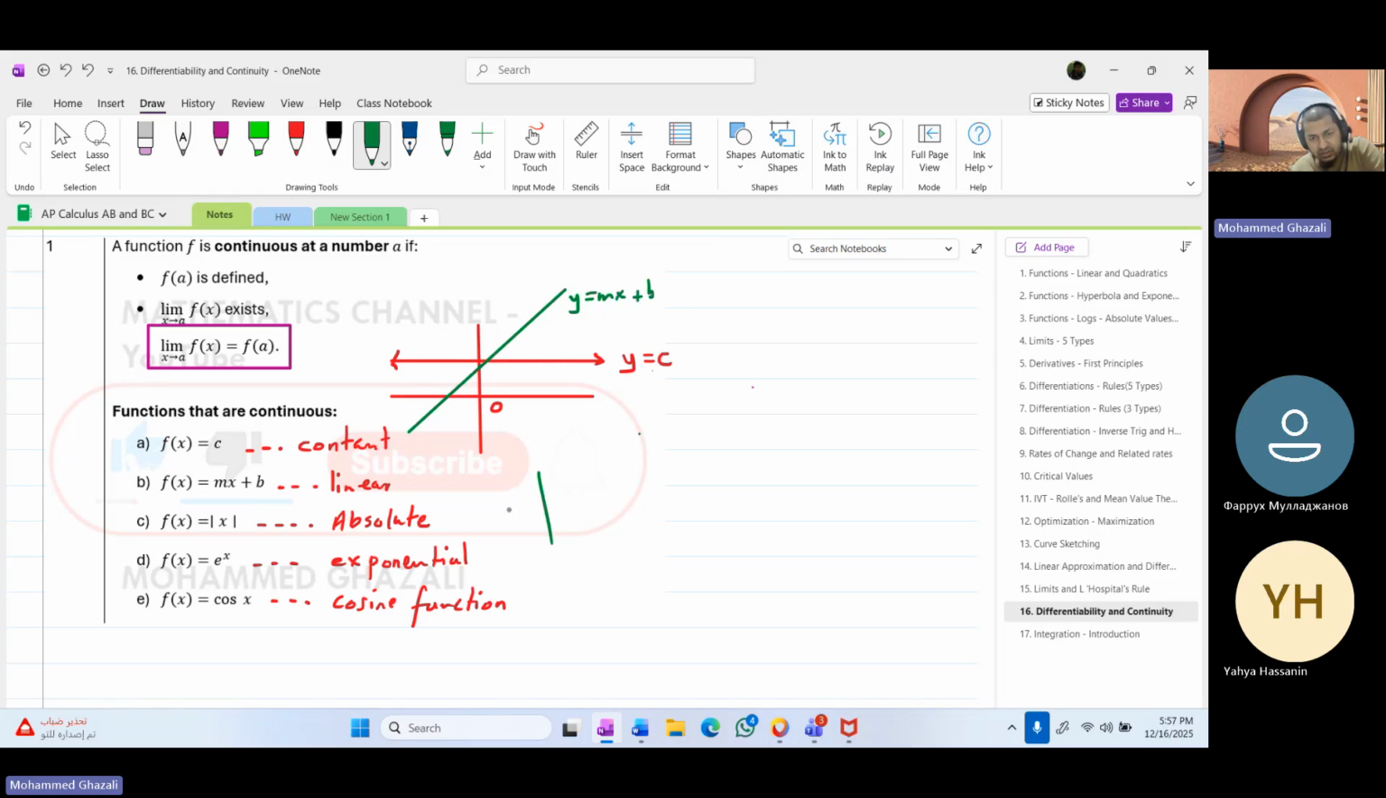Absolute value function, you know what it looks like. It's a V graph, right? There are no broken points here. e to the power x is an exponential function, right? So we have covered all this. e to the power x, that's the absolute value of x. And cos x starts from 1, right? And it waves. A cosine wave, right?